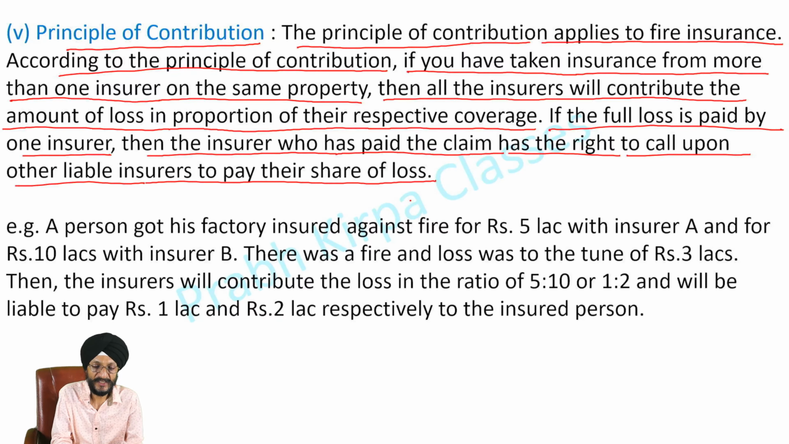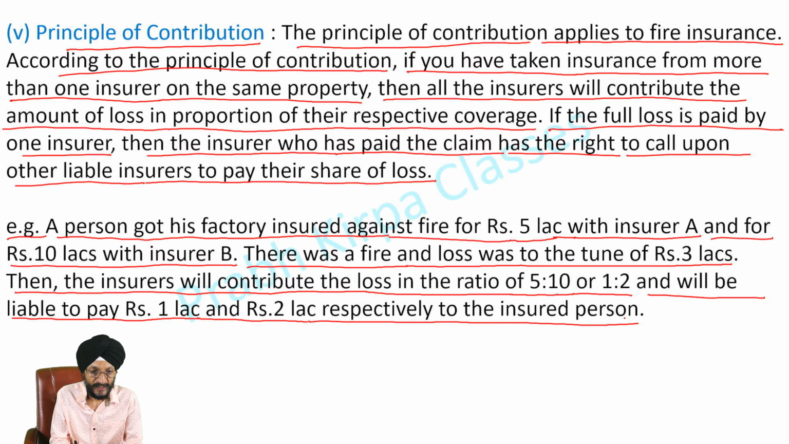Here we understand this concept with the help of an example. A person got his factory insured against fire loss for rupees 5 lakhs with insurer A and for rupees 10 lakhs with insurer B. There was a fire and the loss was to the tune of rupees 3 lakhs. Then insurers will contribute the loss in the ratio of 5:10 or 1:2 and will be liable to pay rupees 1 lakh and 2 lakh respectively to the insured person.